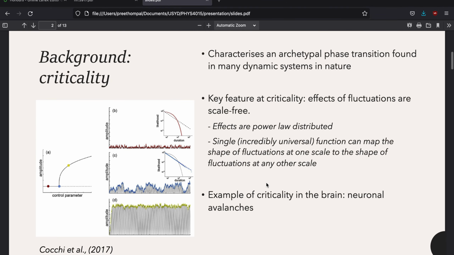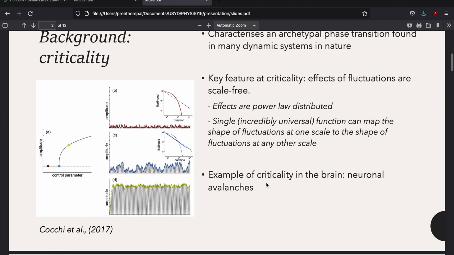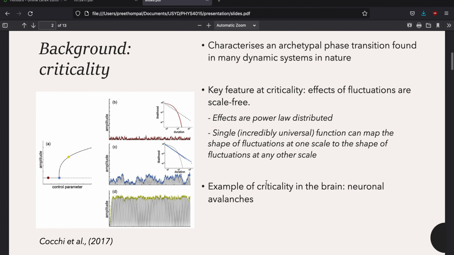So just some quick background on criticality. Criticality characterizes an archetypal phase transition that's found in many, many dynamic systems in nature. So if we adjust one control parameter of the dynamic system, we can move from one stable phase to another. And one of the key features is that at criticality, which is this point here, right in between the phases, effects of fluctuations or noise or input, however you want to call it, are scale-free.